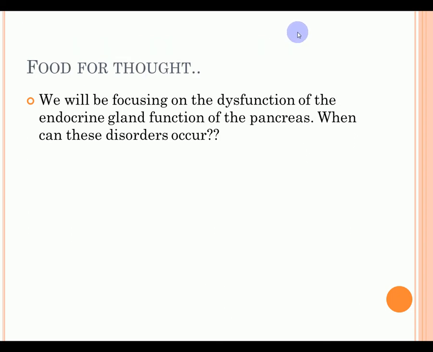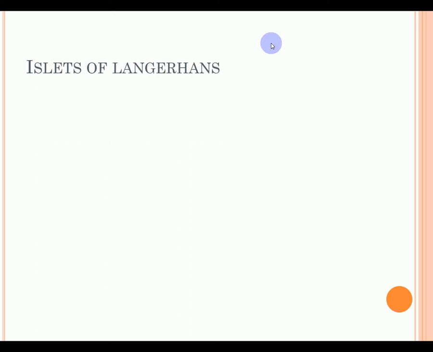So food for thought. And we're going to be focusing on the dysfunction of the endocrine gland function of the pancreas. We're not going to be talking about the exocrine function. We're going to be talking about the endocrine functions. So when can these disorders occur? Well, if you looked way back a few slides ago, we did talk about when it begins, 20-week gestation. So really at any age, including the fetal and neonatal periods.